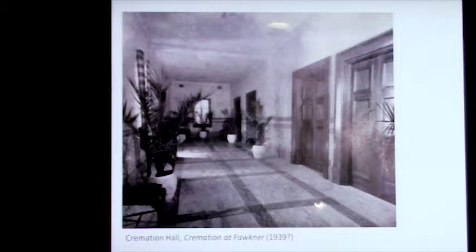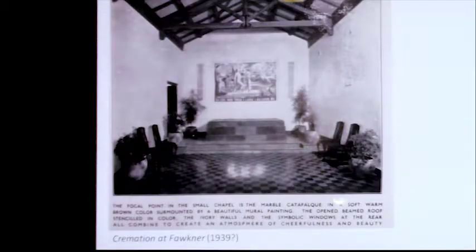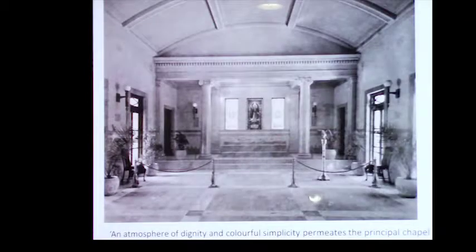Some of the images from within here, in the small chapel. You probably can't, I don't know how well you can see it, but there's a mural which is often credited to Napier Waller, but Blythe says it's by Napier Waller's wife, Christian Waller. I'm on the fence about that, but this is the kind of aesthetic that we're seeing here. An atmosphere of dignity and colourful simplicity permeates the principal chapel at Fawkner.